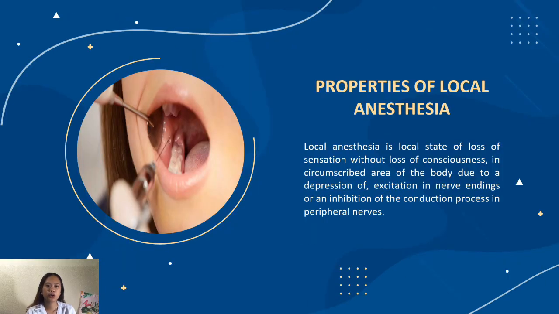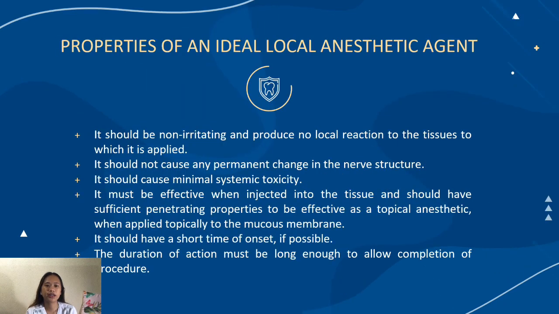Local anesthesia is a local state of loss of sensation without loss of consciousness in a circumscribed area of the body, due to a depression of excitation in the nerve endings or an inhibition of the conduction process in peripheral nerves. Properties of an ideal local anesthetic agent. The properties that are desirable in a local anesthetic solution are as follows.